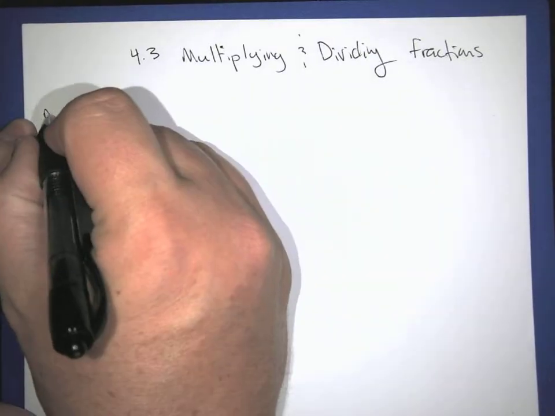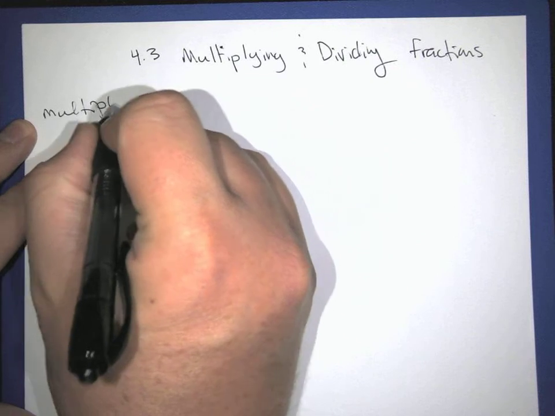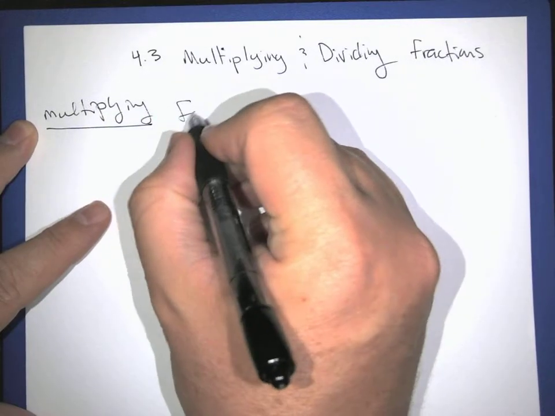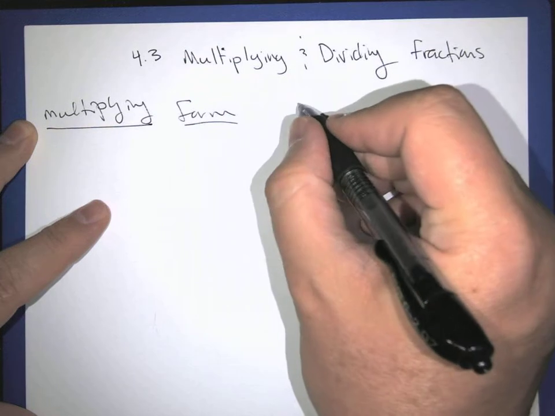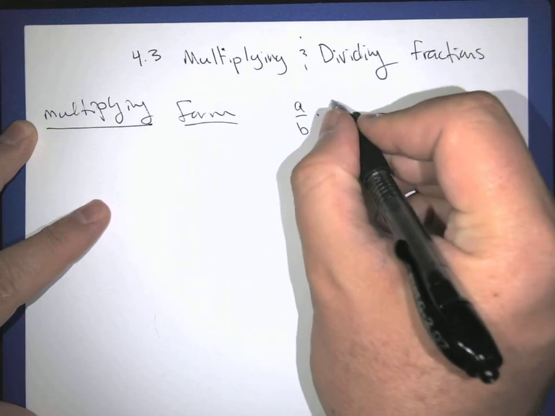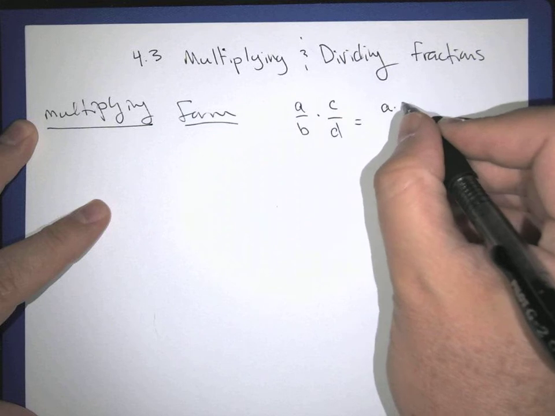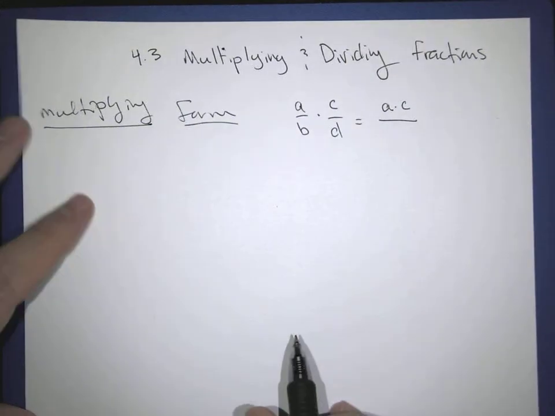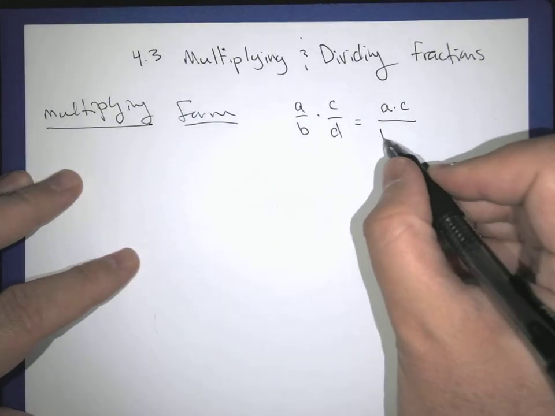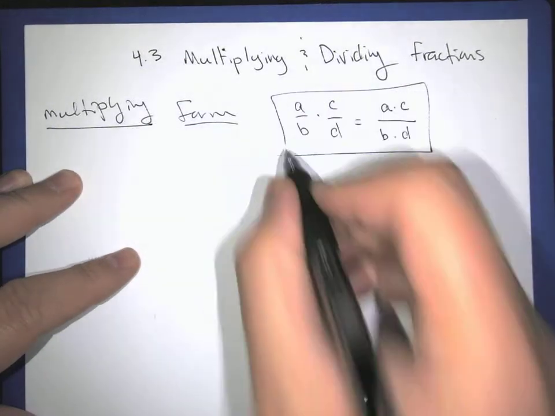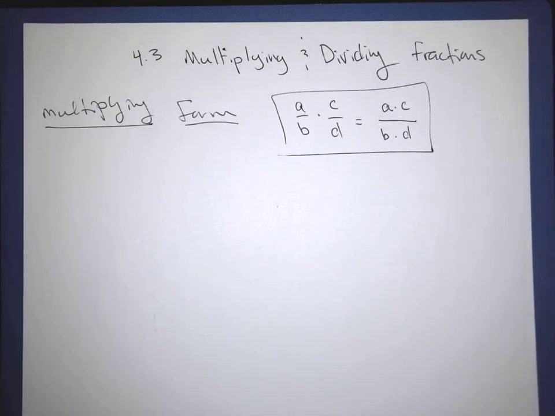We'll start with multiplying. The form is going to be, if I've got A over B times C over D, in general what happens is I get the numerators multiplied together over the denominators multiplied together. So you're essentially multiplying the top times the top and the bottom times the bottom.